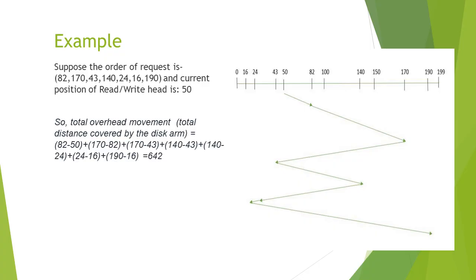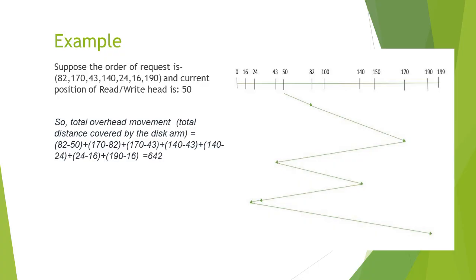So it goes directly to 170, and from 170 comes back to 43, then 43 to 140, then back to 24, then 19, and then 190. It just goes on like that. Here you can see how the total head movement is calculated, which is the overall distance covered by the disk arm.